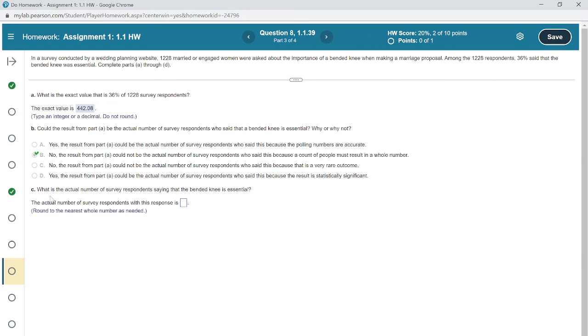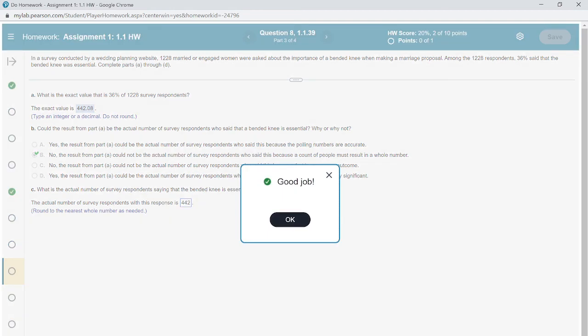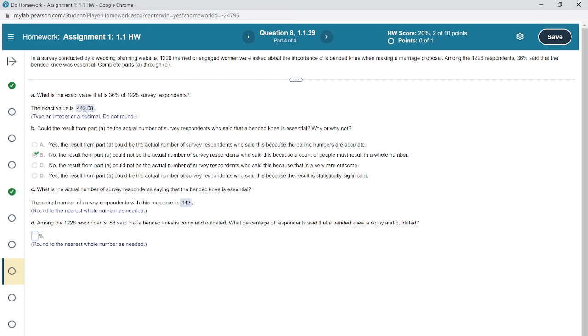What is the actual number of survey respondents saying that the bended knee is essential? The actual number of survey respondents with this response is 442. Yes, that's the nearest whole number, that's why it's 442. Among the 1228 respondents, 88 said that a bended knee is corny and outdated. What percentage of respondents said that a bended knee is corny and outdated?